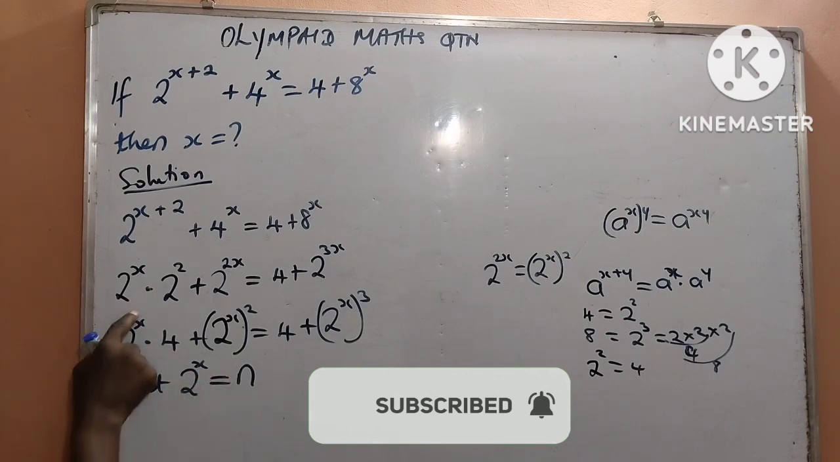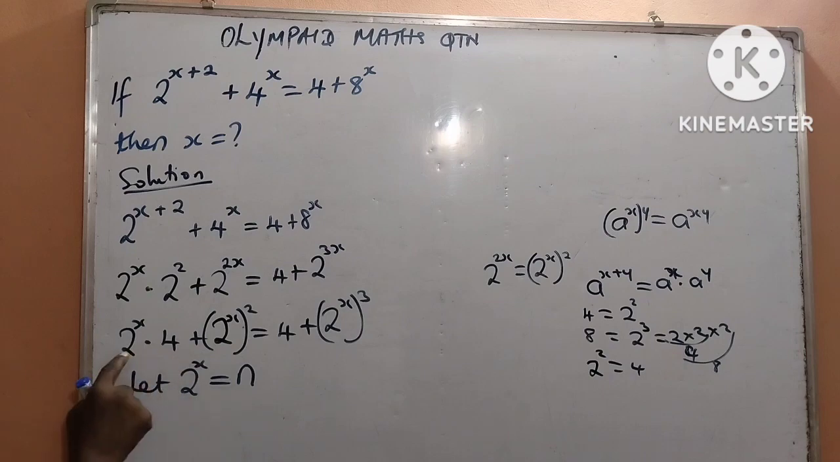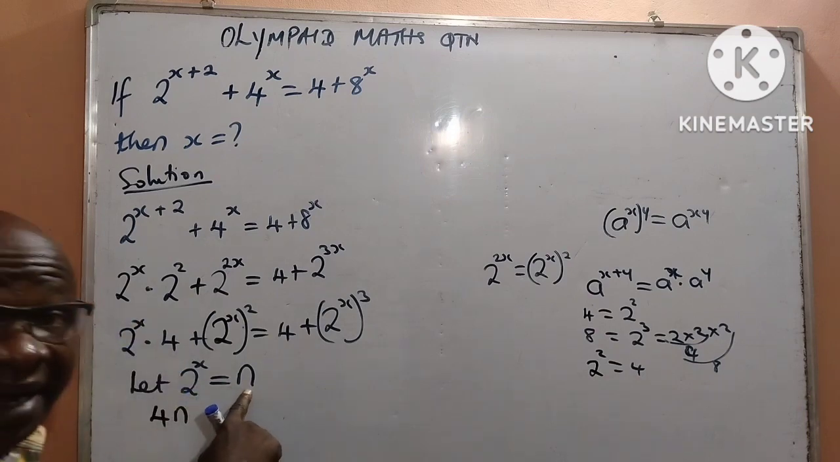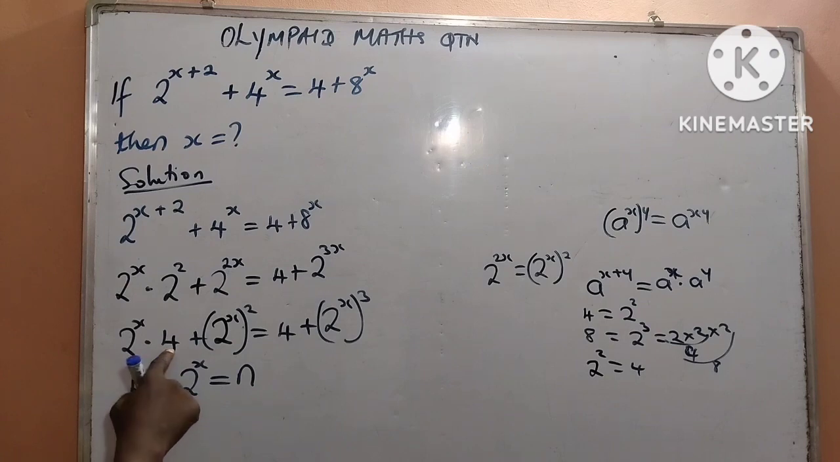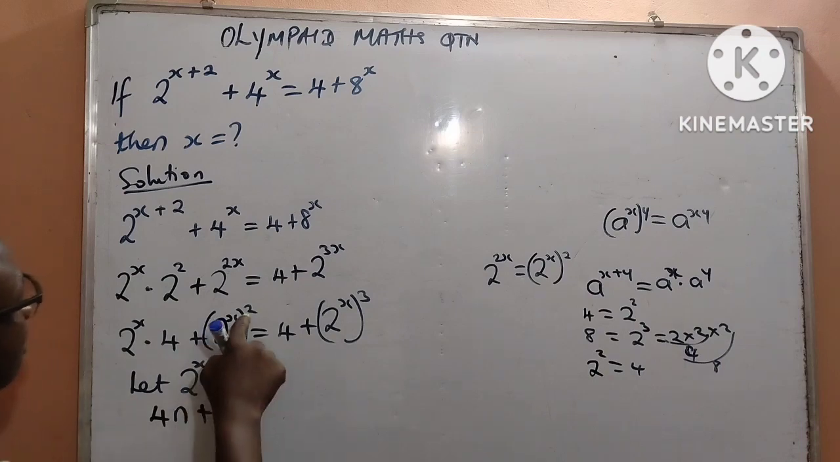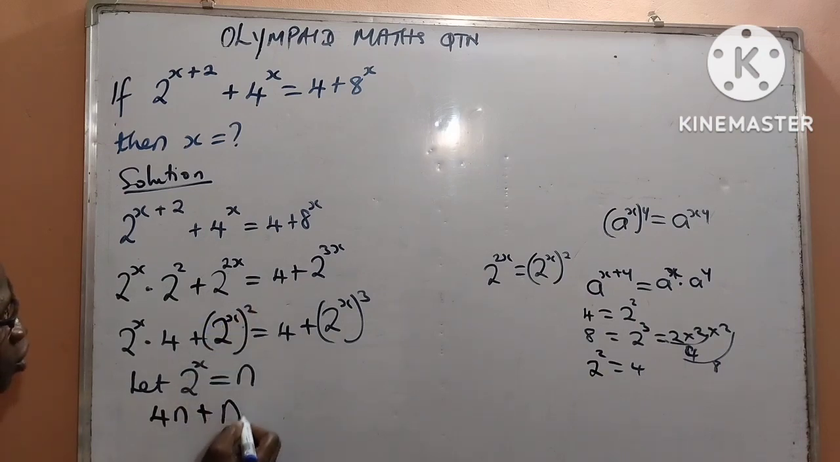But if 2 to the power of x is now my n, I will now have n multiplied by 4 to give me 4n. 2 to the power of x is already my n, then multiply by this 4, that gives me 4n. Plus 2 to the power x is n, then that gives me n to the power 2.